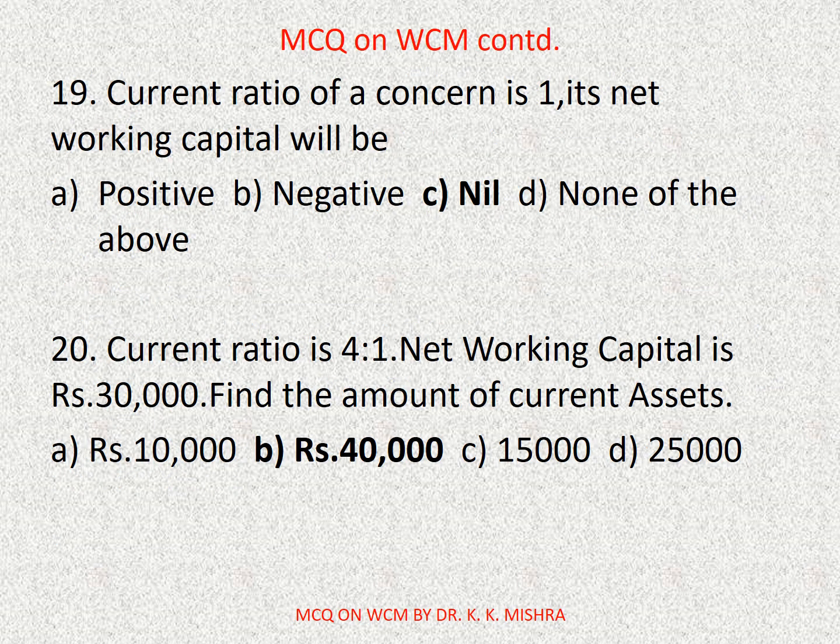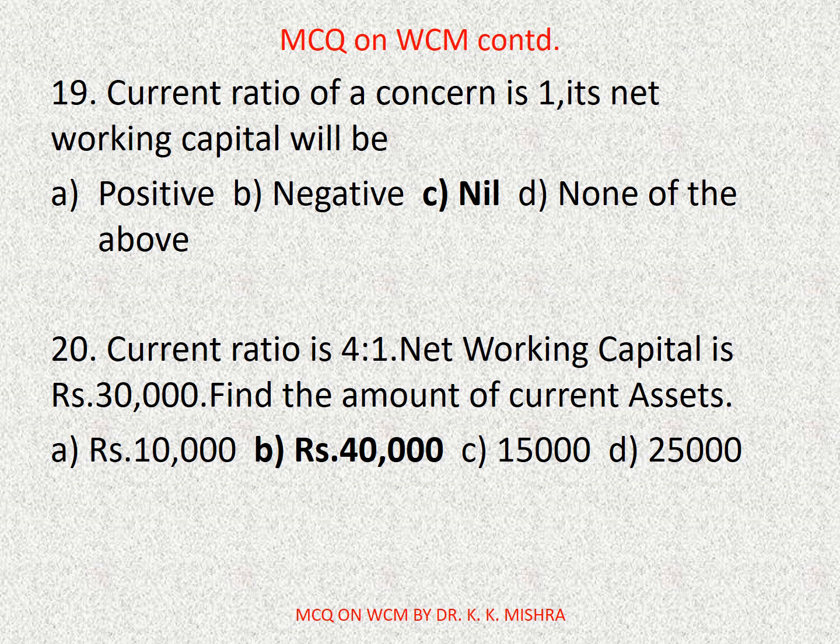Question number 19. Current ratio of a concern is 1. Its net working capital will be. Options are A. Positive, B. negative, C. nil, or D. none of the above. It's C. Nil.